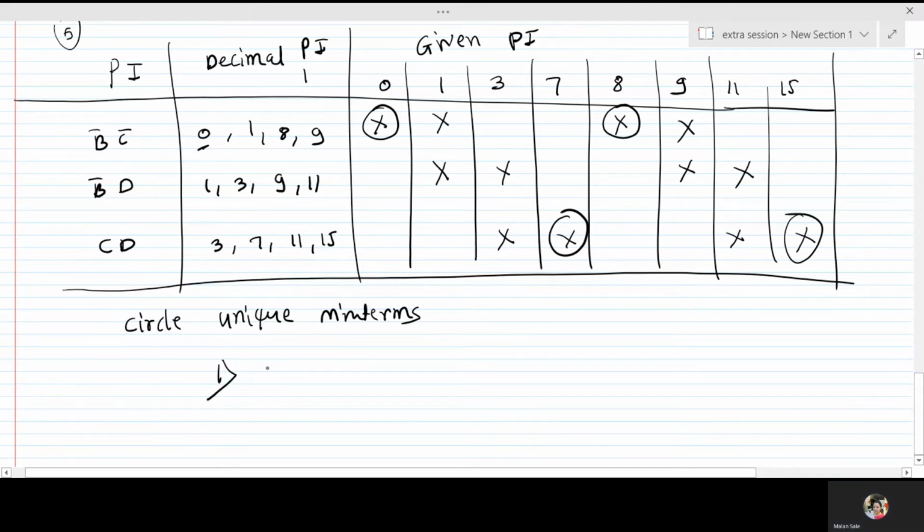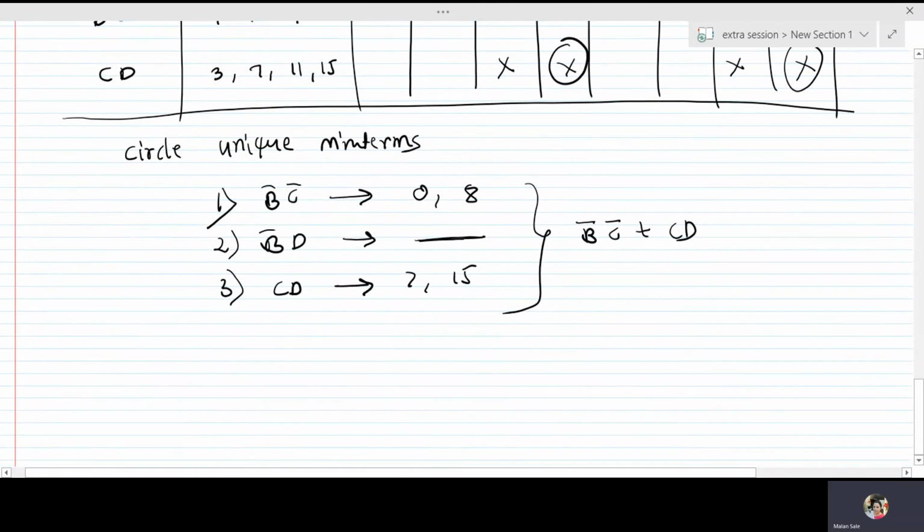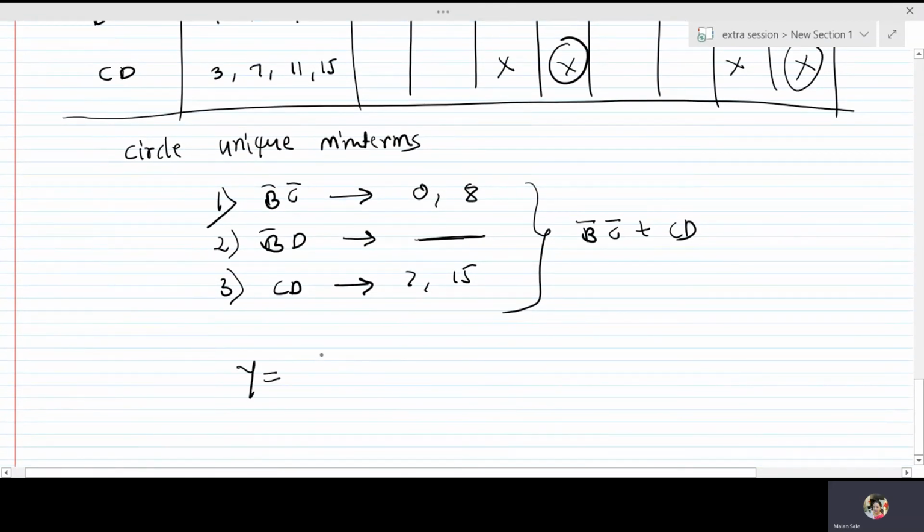The first, B bar C bar, is represented by 0 and 8. Second, B bar D, is not represented. Similarly, the third, CD, is represented by 7 and 15. So with the help of this, now I can say that my prime implicants are B bar C bar plus CD. As there is no unique minterm represented by B bar D, I am not going to consider that in my final simplified expression. Now my final simplified expression using the tabular method is B bar C bar plus CD.